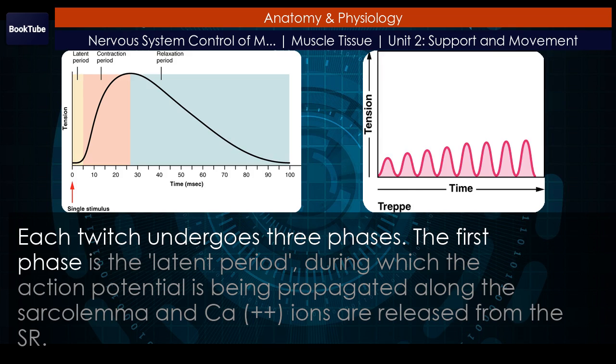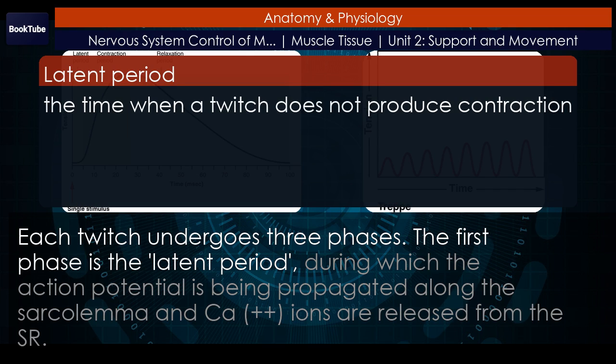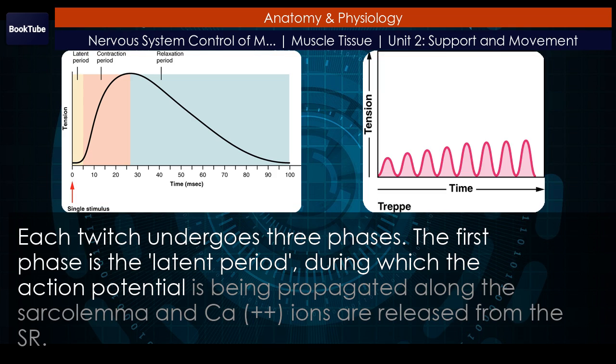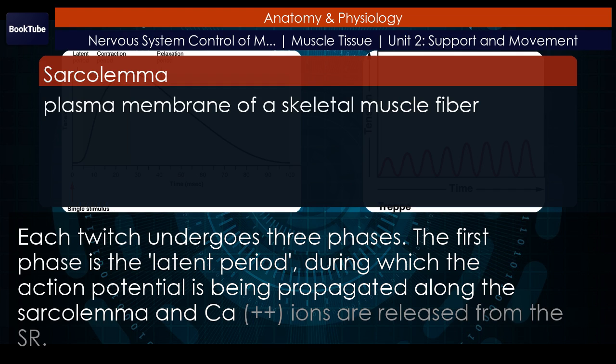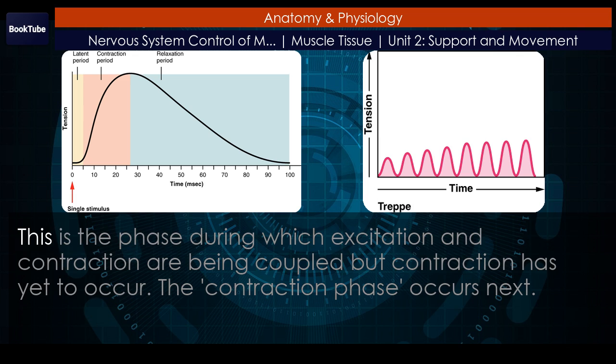The first phase is the latent period, during which the action potential is being propagated along the sarcolemma and Ca++ ions are released from the SR. This is the phase during which excitation and contraction are being coupled, but contraction has yet to occur.